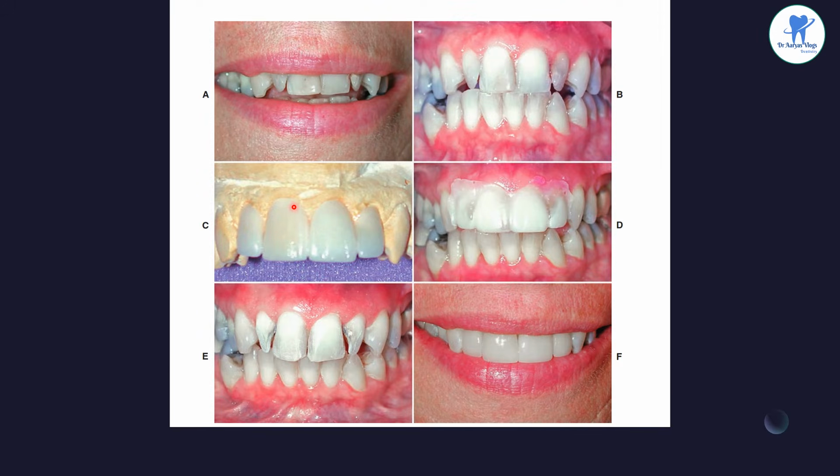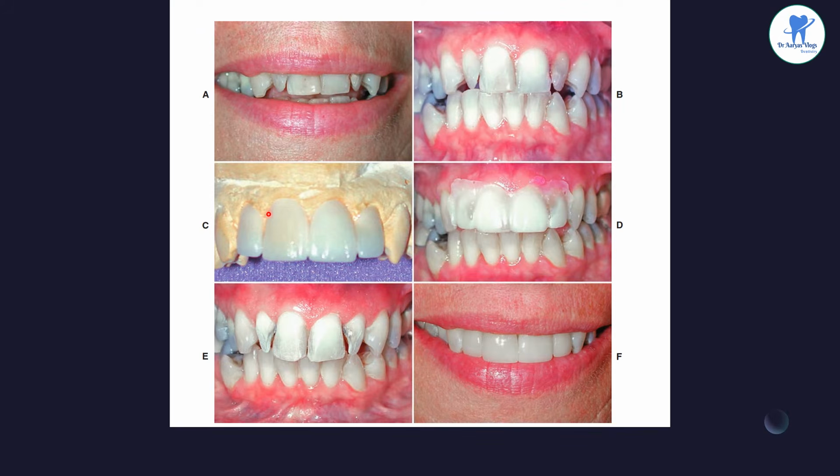This is the picture showing aesthetic labial veneers. Here, these are unaesthetic maxillary incisors with crowding. It is a 50-year-old patient who was not prepared to pursue an orthodontic option.